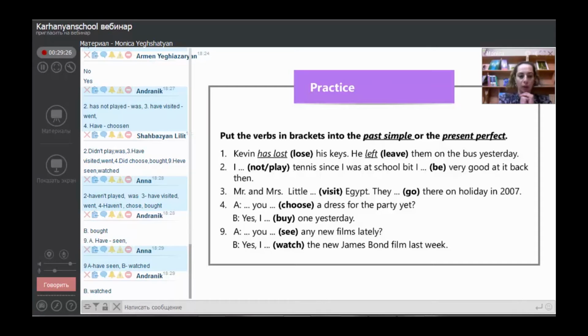Now, let me check. I haven't played tennis since I was at school, but I was very good at it back then. Why do we use haven't played tennis since then? The last time I played was when I was at school. I was a good player back then. Back then means some years ago. Let's go back and remember our school years. I was a very good player. After that, since then, up to now, I haven't played. It means from that time until now, I haven't played. Okay, Lilith?